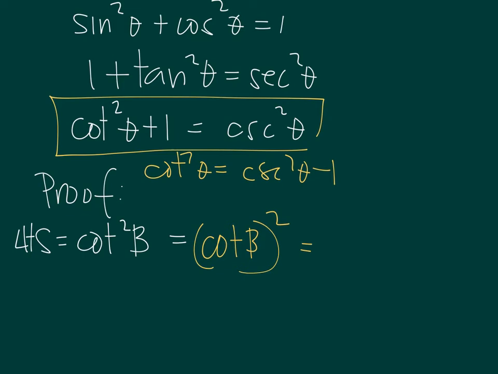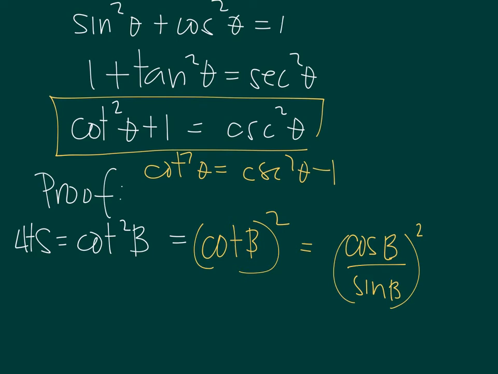What is cotangent in terms of sine and cosine? There's an identity for it: cosine over sine. Cosine b over sine b, and then twice, squared.